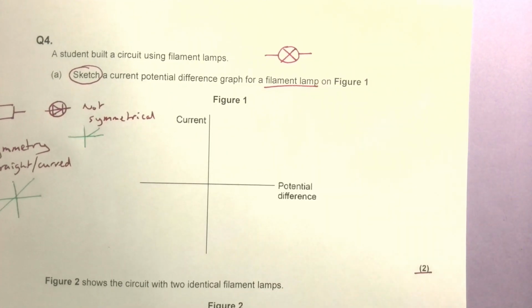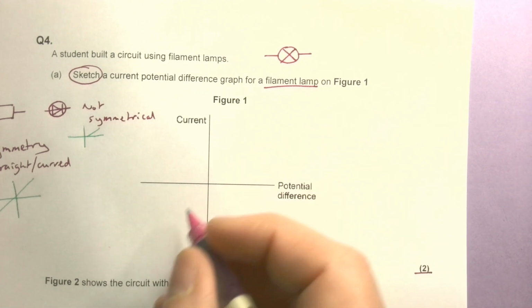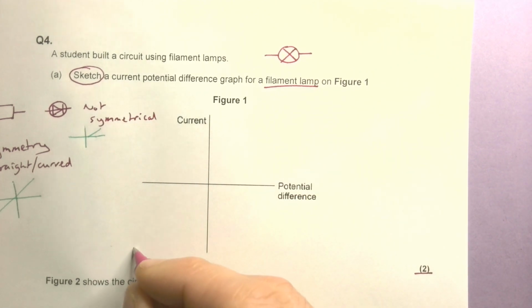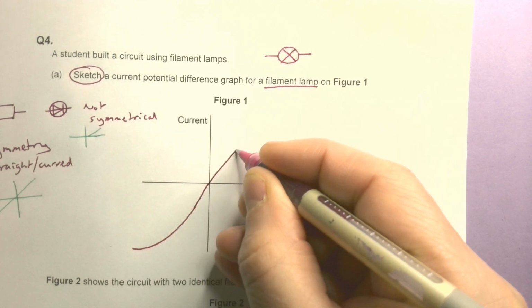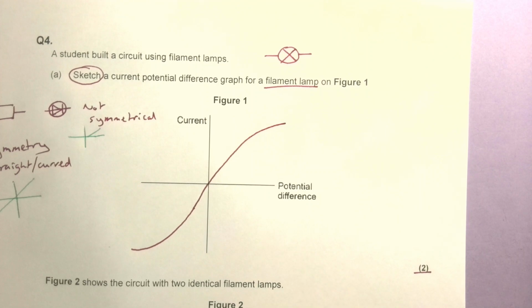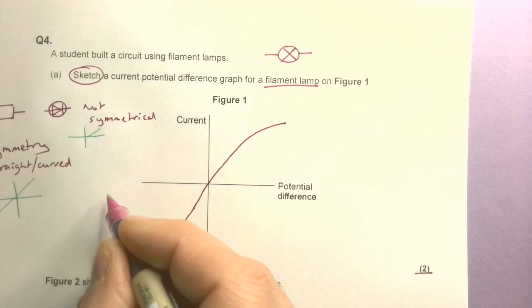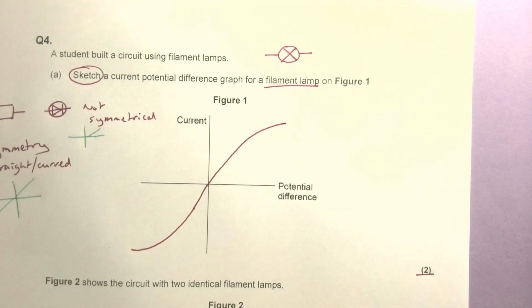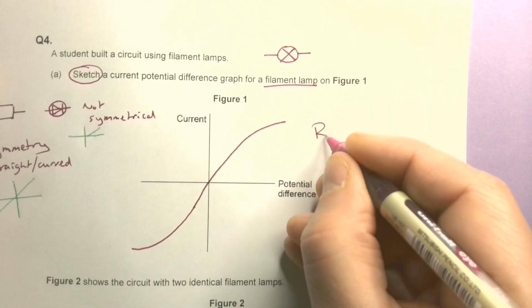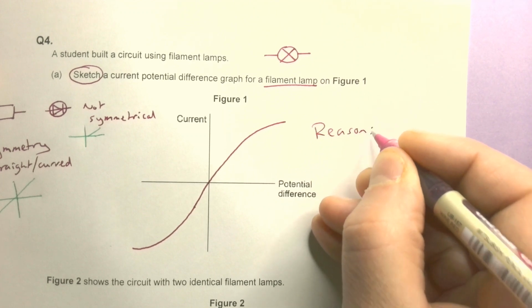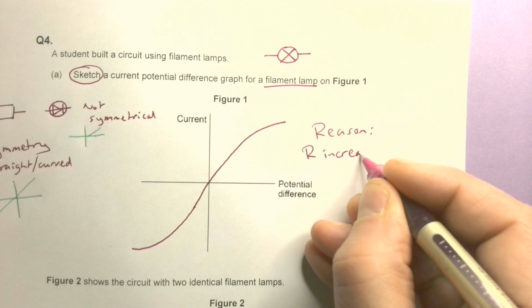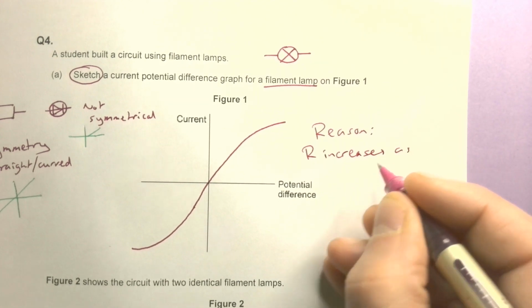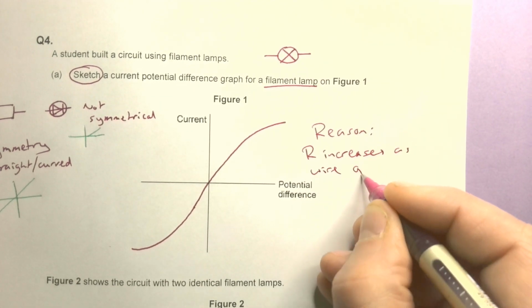Whereas our filament lamp is symmetrical, but it's also curved, and it's kind of curved in this S shape, like that. Okay, careful not to curl it right back up so it doesn't ever face upwards like that, but it looks like an elongated S shape. And the reason it does that, again, you don't need to know this, the reason is that resistance increases as the wire gets hot.